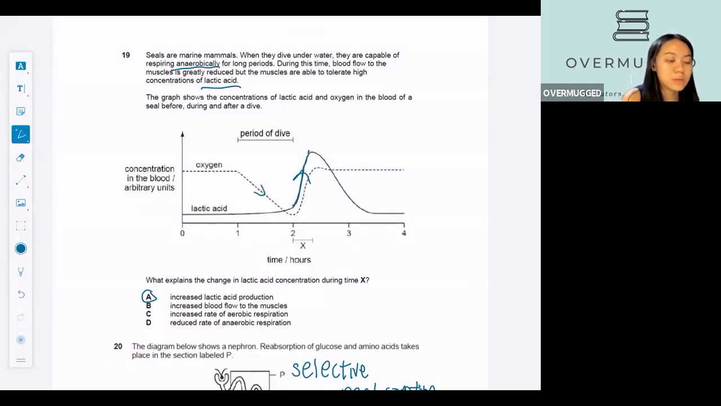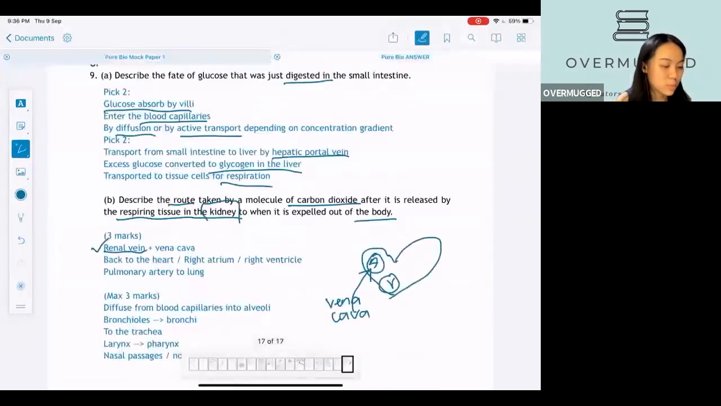So this period is your anaerobic respiration. That's why lactic acid increases. Yeah. So this period is your anaerobic respiration. Limiting factor. Yes. Limiting factor. Let's go back to the notes.